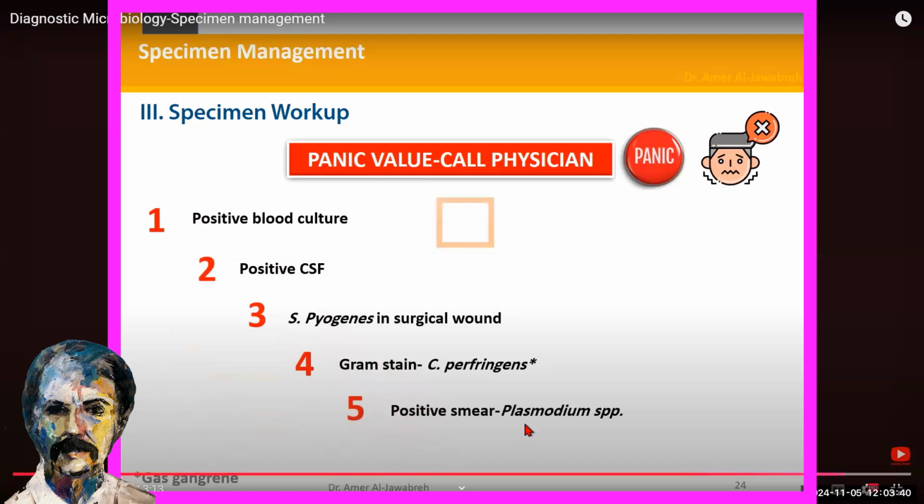Positive smear for Plasmodium. This is malaria. Malaria is a dangerous disease. That's in parasitology. If you see rings in the red blood cells in a Giemsa stain smear from the blood of a human being who had fever and was, let's say, traveling to Africa, then this is a panic value and the physician should be called.